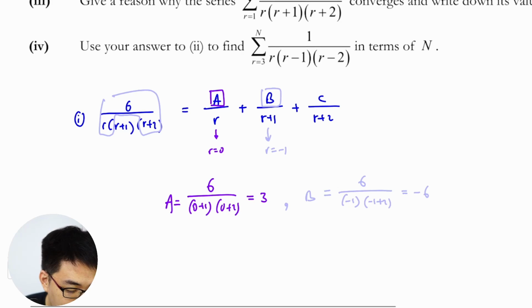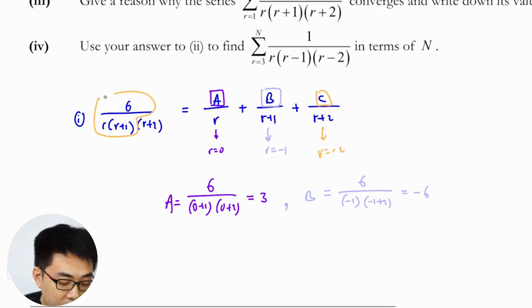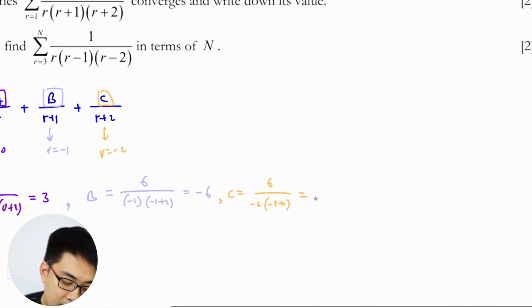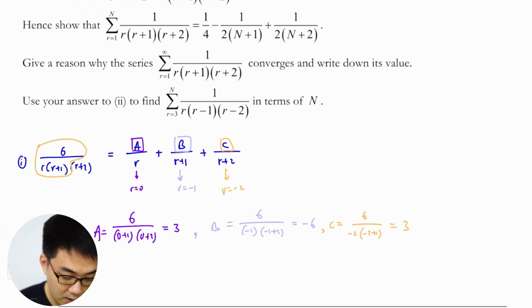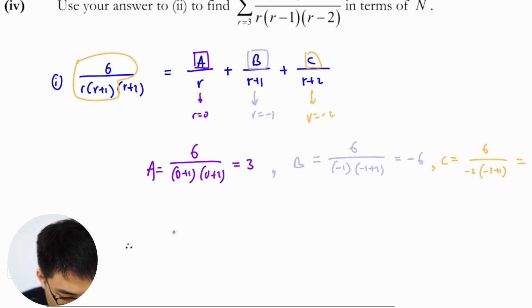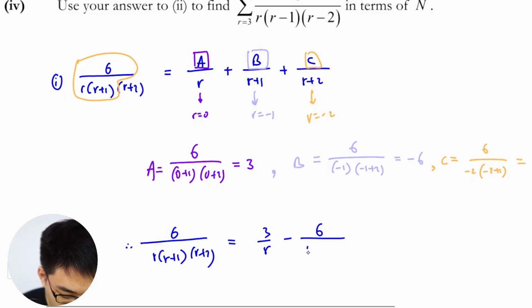Then you have got the last one, which is C. So this part here, C is R equals to minus 2. So you sub R equals to minus 2 into everything except for where you get your C from. So C is actually 6 over minus 2 plus 1. So very quickly, you will get this as positive 3. Okay, so hence 6 over R, R plus 1, R plus 2 equals to 3 over R minus 6 over R plus 1 plus 3 over R plus 2.